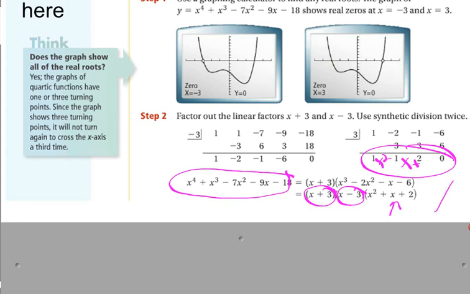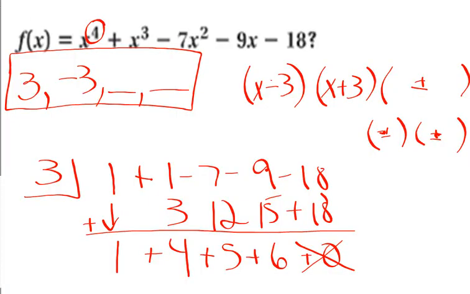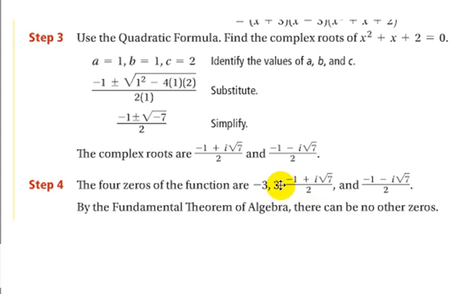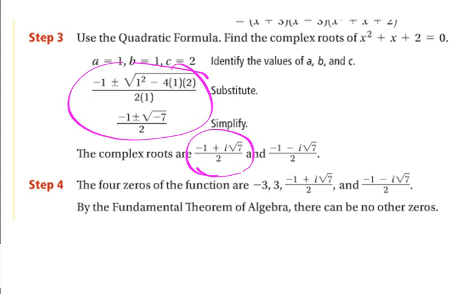But can we factor that using our factoring skills? What 2 factors of 2 add up to be 1? Nope, that doesn't work. So we're going to have to plug them into the quadratic formula. Oops, there it is. And so let's do that. So your A was equal to 1, B was equal to 1, and C is equal to 2. So when you plug it into the quadratic formula and you solve it, the last 2 roots come from there. So here it is. Negative 1 plus i radical 7 over 2, and negative 1 minus i radical 7 over 2. So there's your last 2 roots.